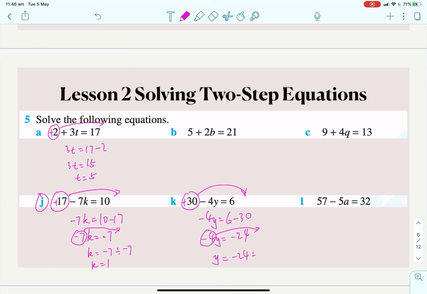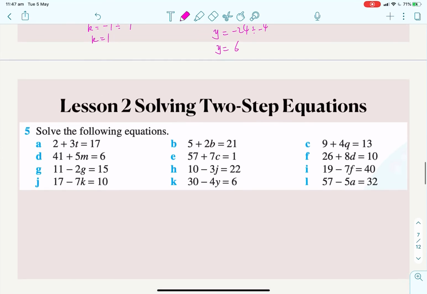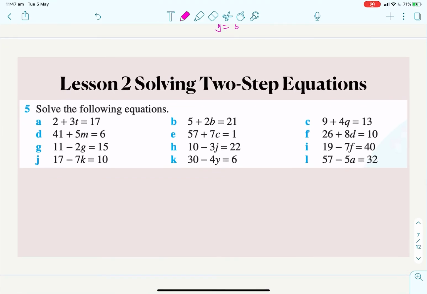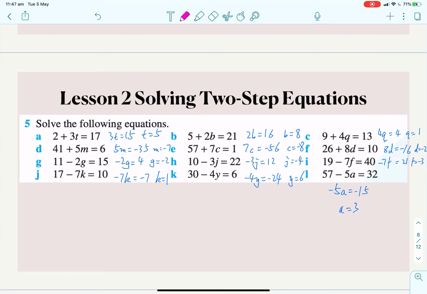Y is 6. Okay, all right. If you have a few more questions, give it a go. Once you're done, here's the solution. Hopefully you're good with that.